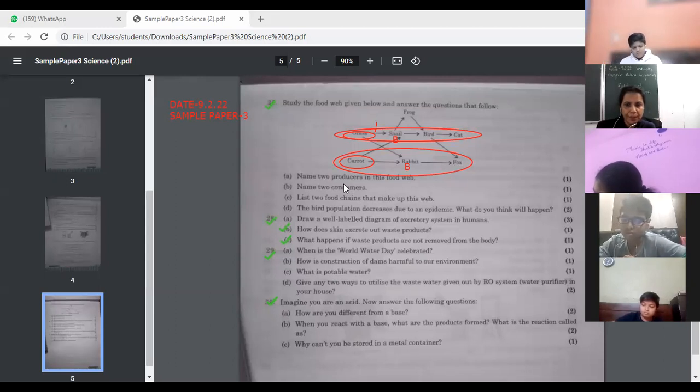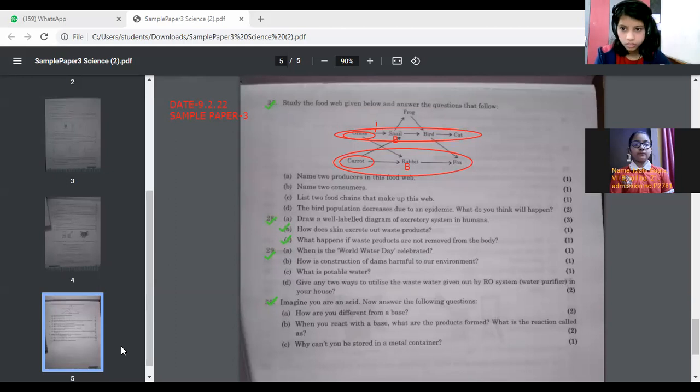Okay, fine. Next is, what is potable water? May I tell? Anybody else? This is the simplest one. Kindly switch on your cameras, children.